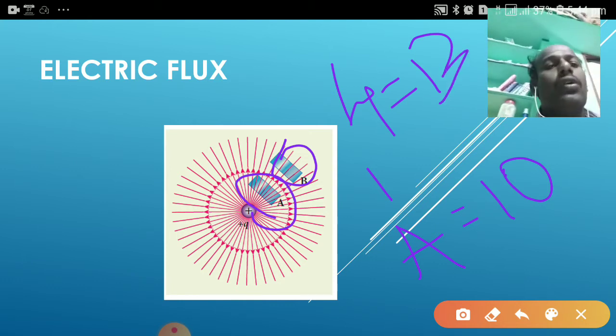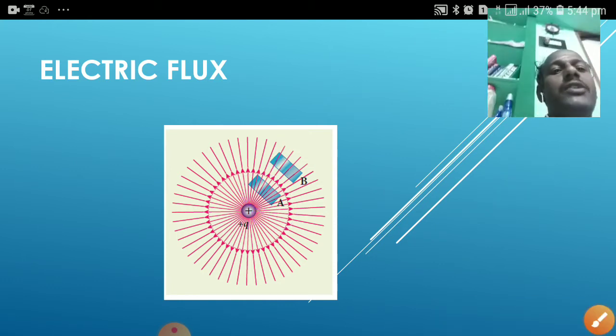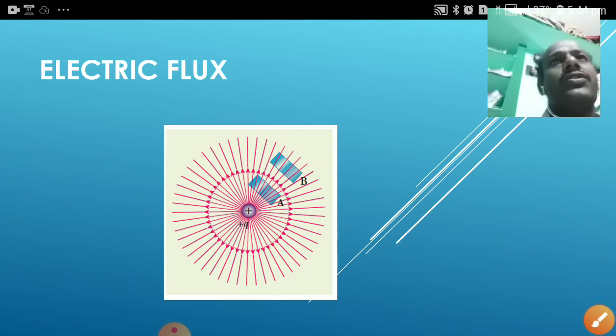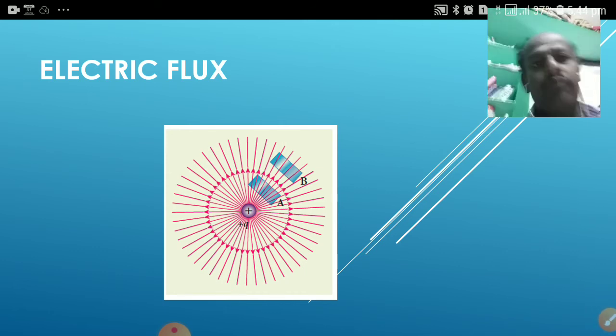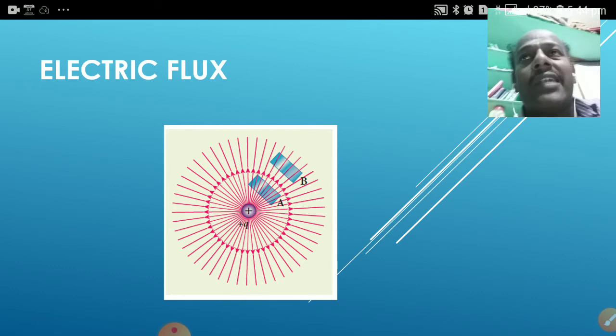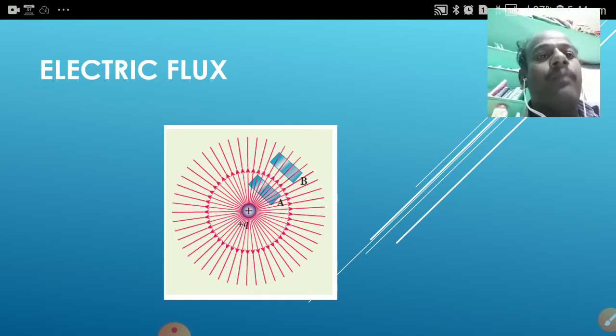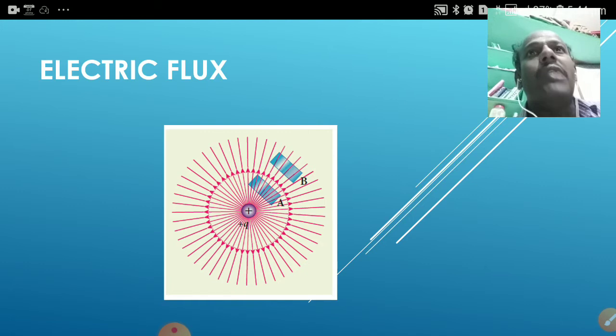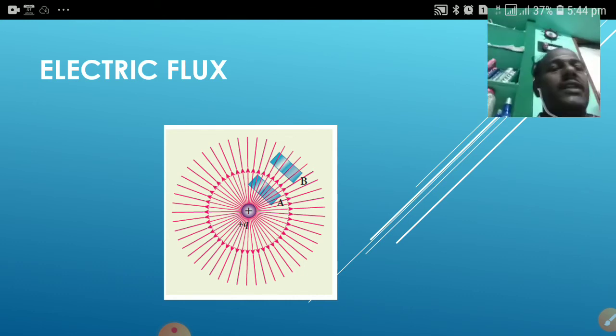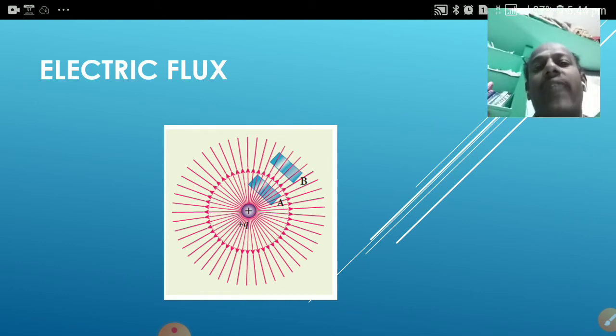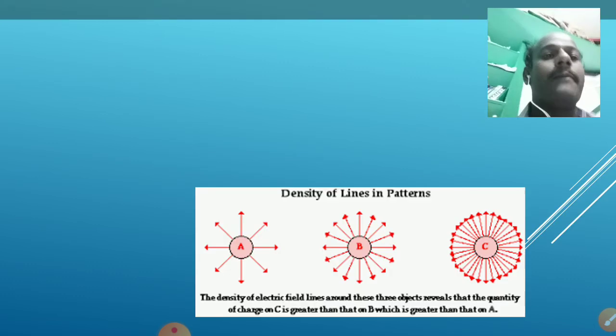Okay, so what is its meaning? There will be a link between area and the lines. So we will know that at A the electric field will be strong, at B the electric field will be less. In the same way, at A the electric flux will be large and at B the electric flux will be small. So here you will come to know one thing. Electric flux is nothing but the number of lines crossing in a given area.